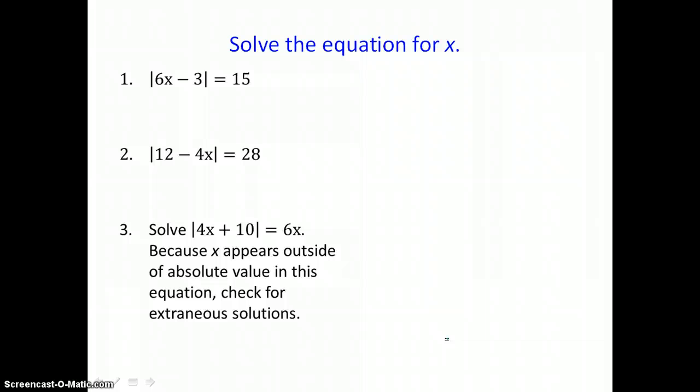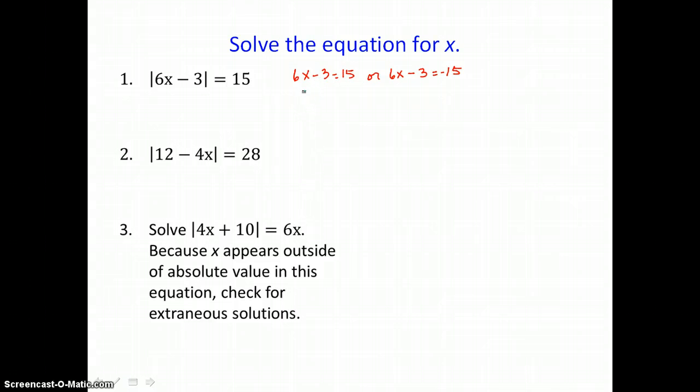Let's solve another absolute value equation. In this one, what's inside absolute value, 6x minus 3, could equal positive 15, or 6x minus 3 could equal negative 15 because we could have positive 15 inside absolute value or we could have negative 15 inside absolute value here. Either way, the absolute value is going to be positive 15. So we solve two equations to get our solution.